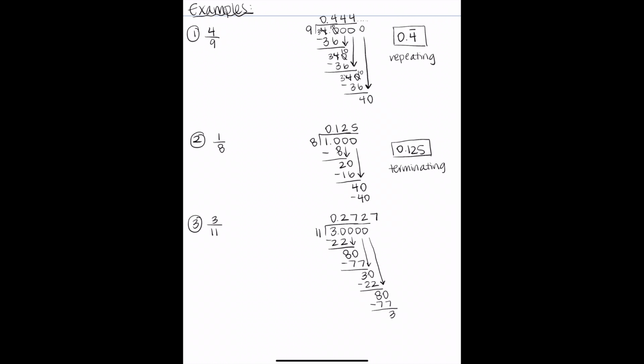So it looks like we're repeating here, right? The 2 and the 7 and the 2 and the 7 seem to be repeating. So our answer would just be 0.27 with a bar over the 2 and the 7, since the 2, 7 is the pattern that's repeating. And we would classify number 3 as a repeating decimal.